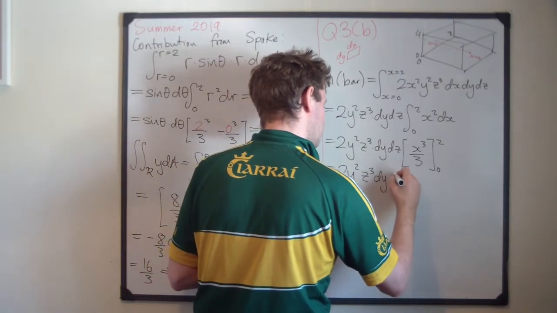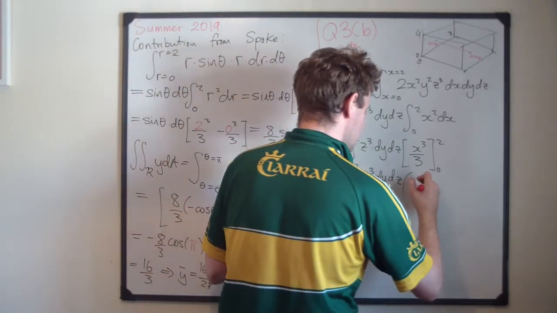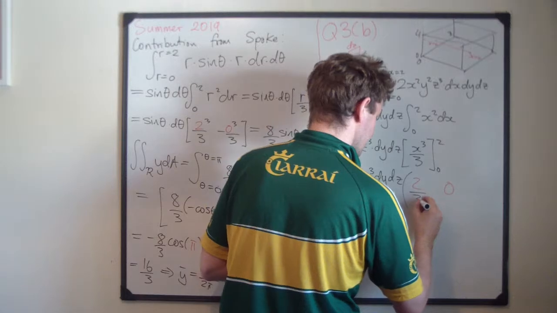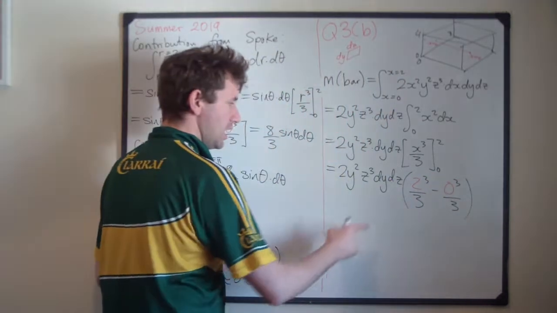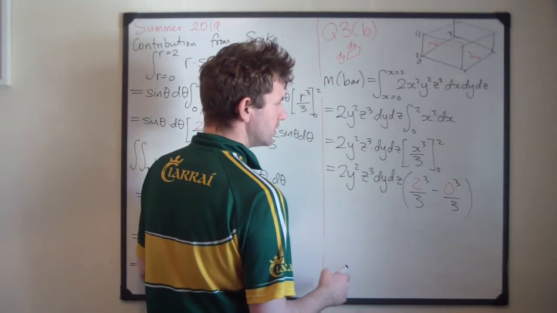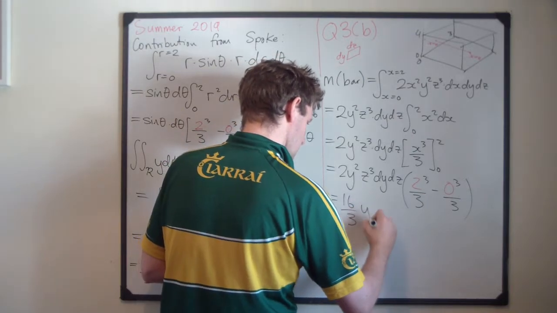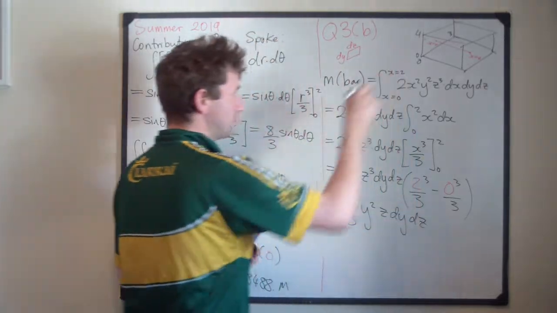So now we must do top limit minus bottom limit. So that is 2 cubed over 3 minus 0 cubed over 3. And this is 8 over 3, 8 by 2 is 16, so 16 over 3 y squared z dy dz, and that's the mass of one of those bars.